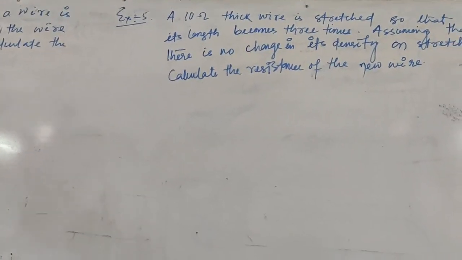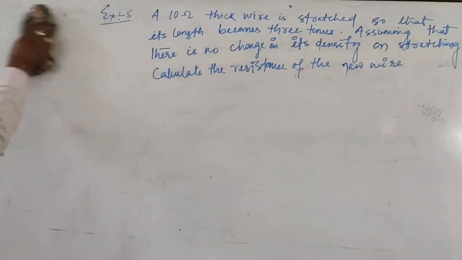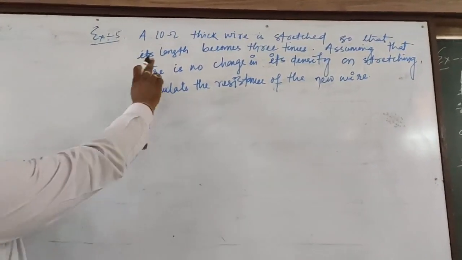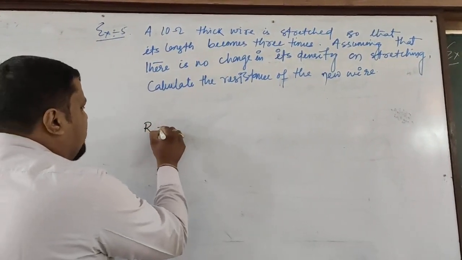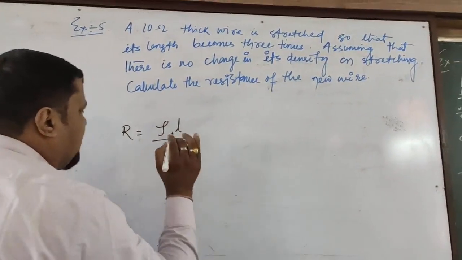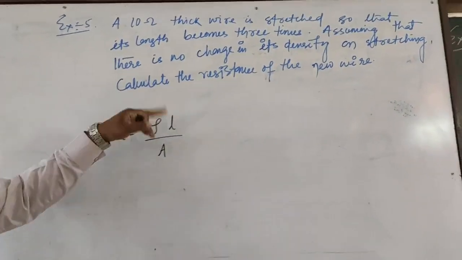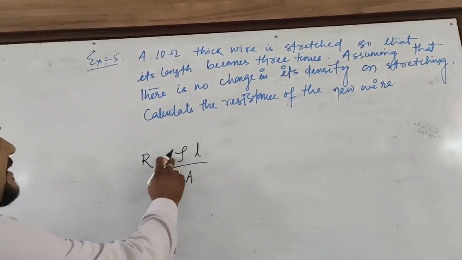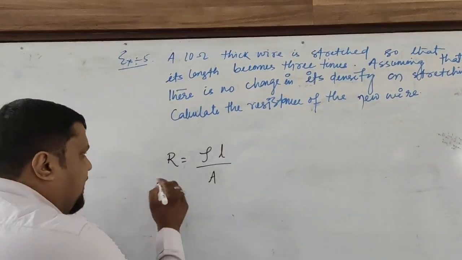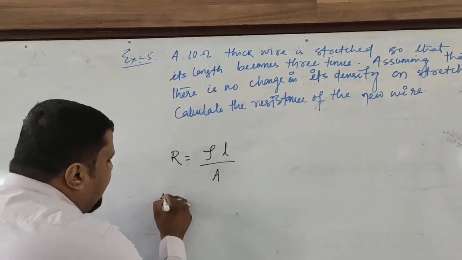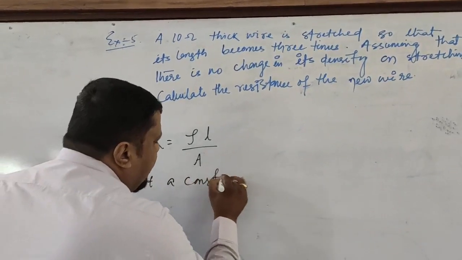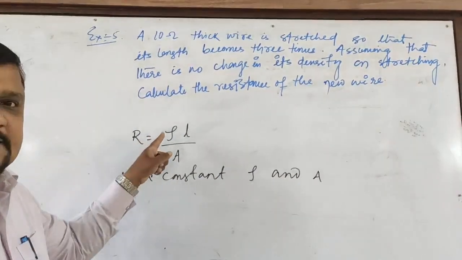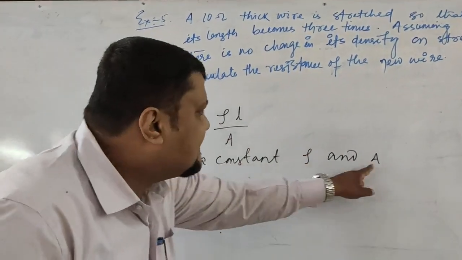When you solve this type of questions, as you know, R is equal to rho L by A. That is the standard formula. Before I go to this question, let me understand this one. R is equal to rho L by A. At a constant rho and A, its specific resistance is constant and area of cross section is also constant.